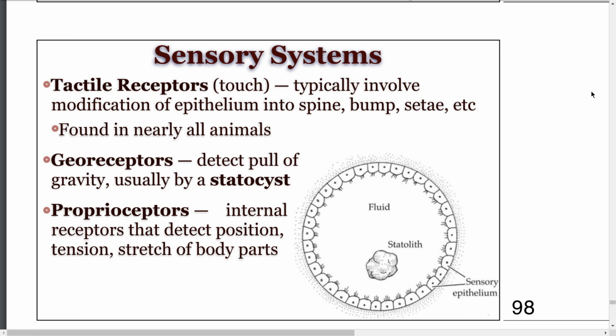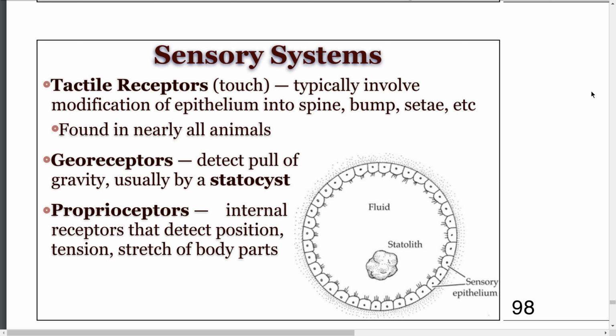The next kind of receptor is called a georeceptor, and it responds to geo, for Earth. It detects which direction is the Earth. It basically detects the pull of gravity, and so tells the organism which way is down. A typical georeceptor looks something like this. This is a statocyst. It's a kind of organ, a kind of georeceptor. So georeceptor is just a functional term for what it does.